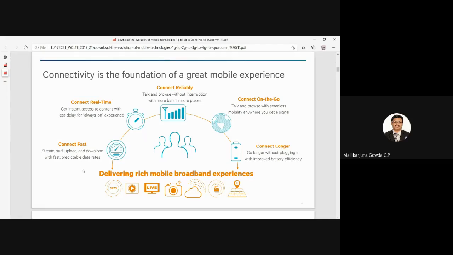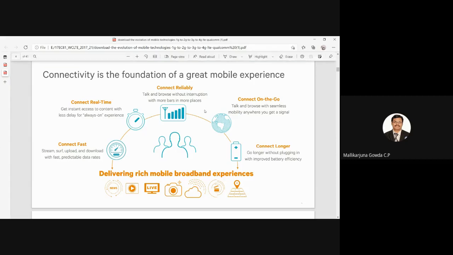So if you click on a YouTube channel and it keeps rotating, do you feel that you will keep watching? No, no. The moment you click on that, if it opens, then you will feel happy. So that is possible with high speed, right? So connect real time. You should be able to get instant access to the content with less delay. So that we call an always on experience. Okay? That is what we say is connect real time.